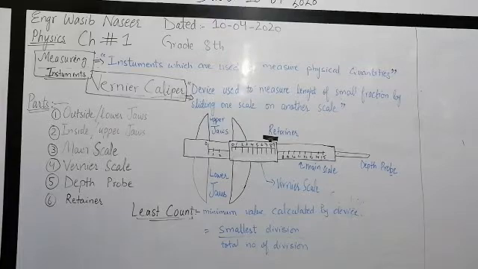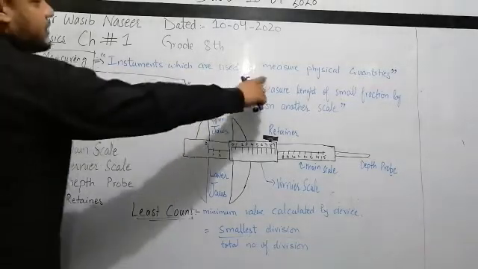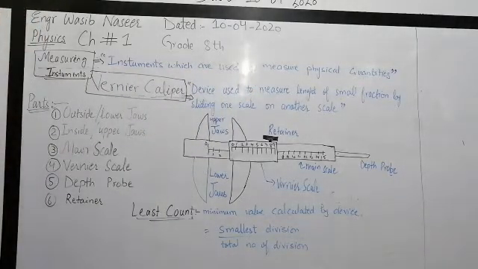It's physics class for grade 8, and today we are going to discuss the Vernier caliper. Students, first of all, I will tell you about the measuring instruments. The definition is: instruments which are used to measure physical quantities are known as measuring instruments.